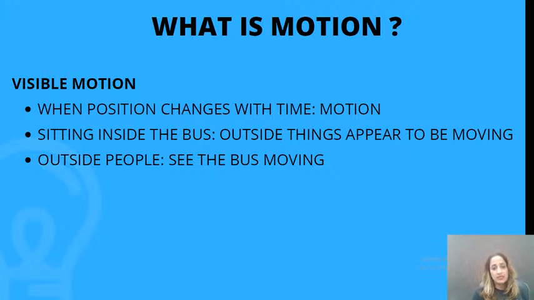So let's see. There are different kinds of motions which we can see, and there are different kinds of motions which we cannot see, but we can only feel, or we can only see the effect of those motions. We call them visible motion and invisible motion, guys. First of all, let's understand what is visible motion.